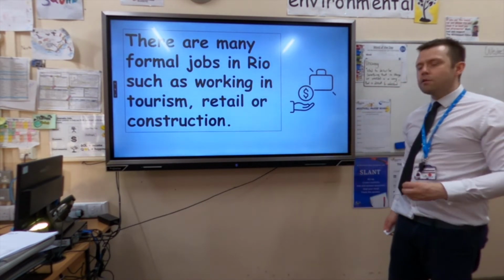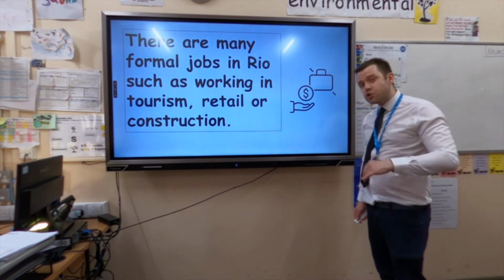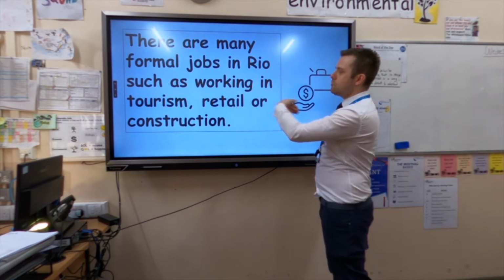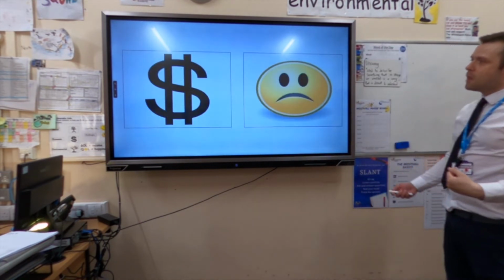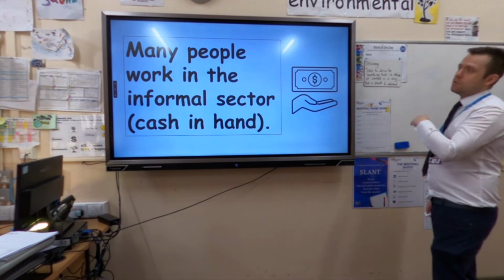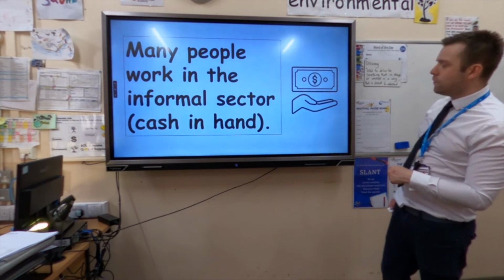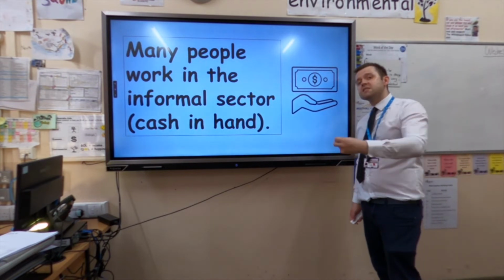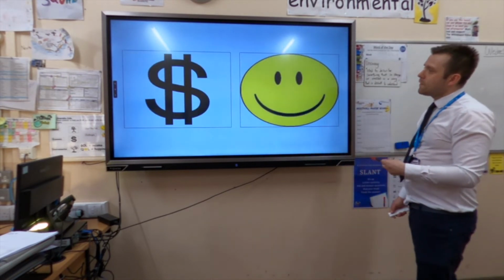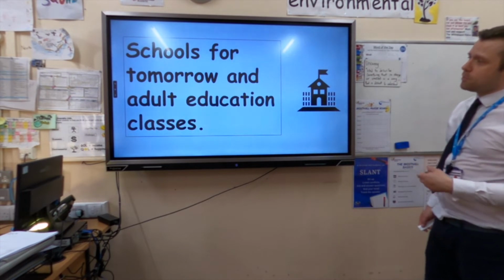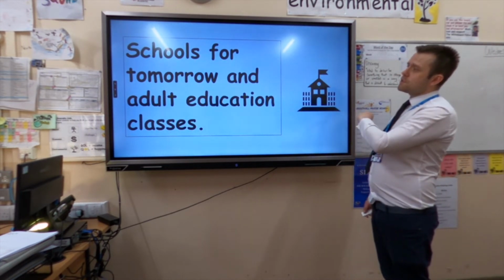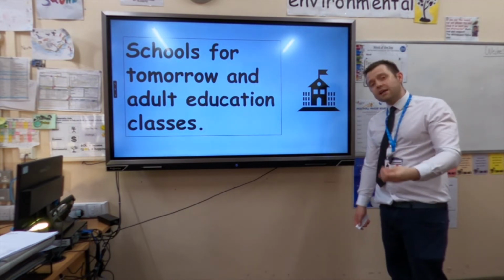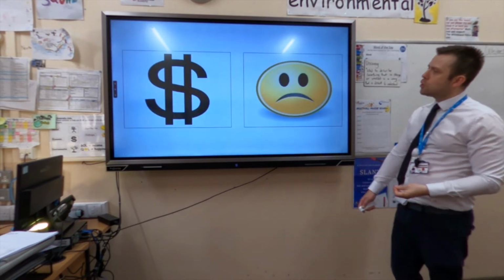So in the main part of Rio, formal jobs, not cash in hand jobs, jobs that you pay tax on your wages on, such as working in tourism, retail and construction. Another economic challenge is, we've just mentioned, the people working in the informal sector. This means the government can't collect tax, so they can't invest in Rio to develop it further. To try and solve this problem, again, the Schools for Tomorrow programme is trying to give education classes to adults to encourage them to get more formal jobs.